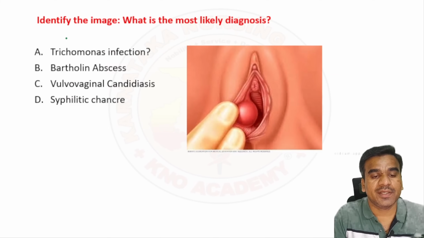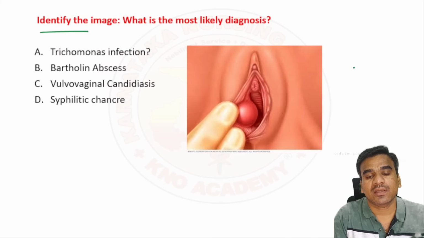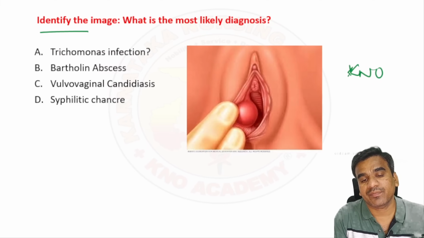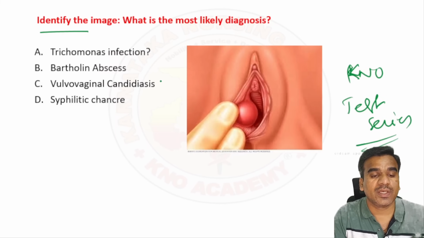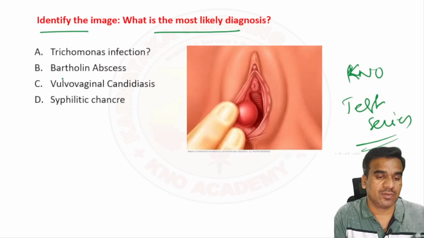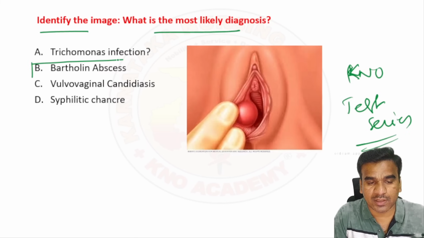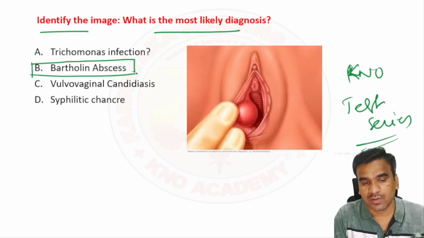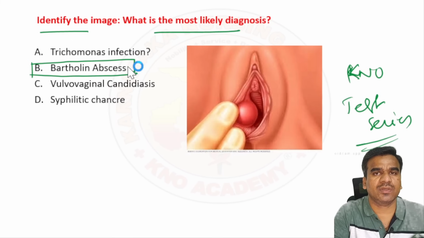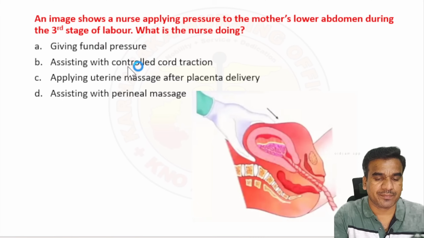And this one, identify the image. This image-based question was asked in the KNO test series. Identify the image. What is the most likely diagnosis? The right answer is Bartholin abscess. For the right answers, I'm not wasting time, so I'm moving fast.